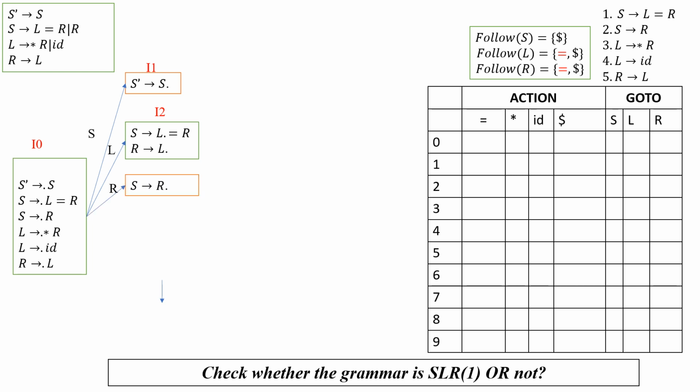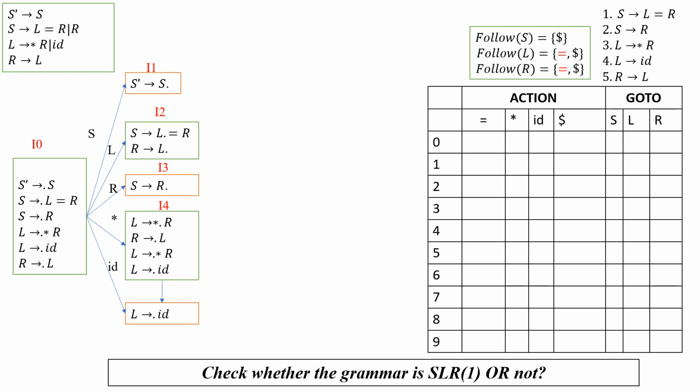Next on R. On seeing R, S derives R. Next on seeing star, the dot is shifted but the dot precedes capital R. Now you just collect all the productions of R. Okay, so what is that? R derives .L, because the dot precedes L. So what is L? L derives .* R, L derives .ID. Now on seeing ID, L derives ID.